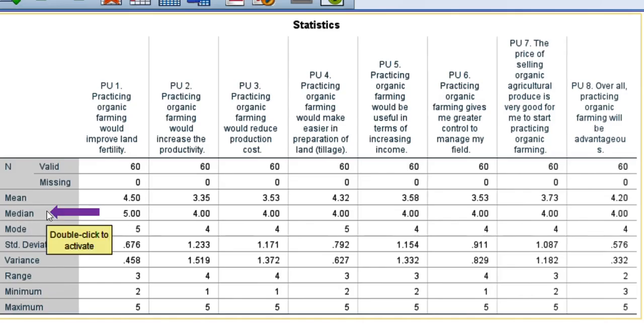Median. Median is the middle value after arranging data in ascending or descending order, and it divides data into two equal parts such that 50% of observations lie below it and 50% lie above it. In this example, the median for perceptions PU1 to PU8 is 5, 4, 4 and so on.